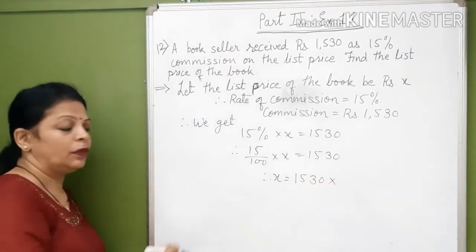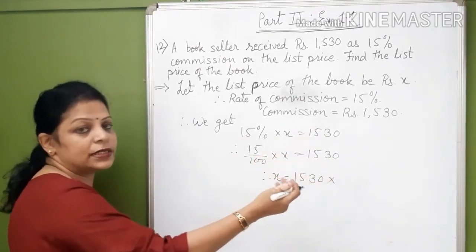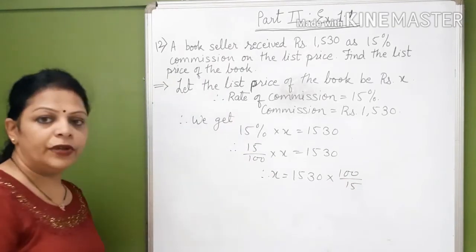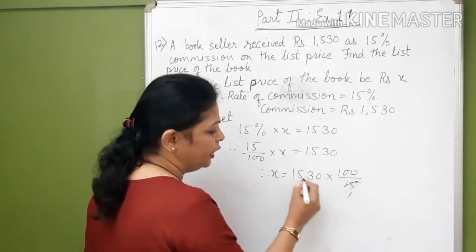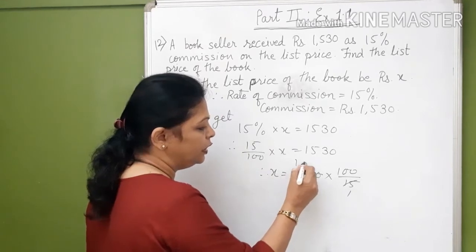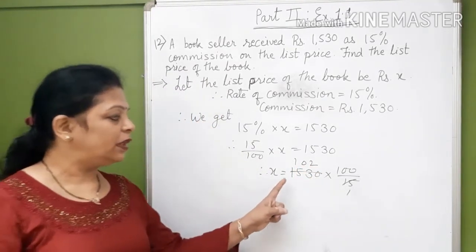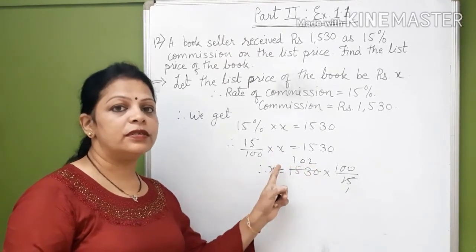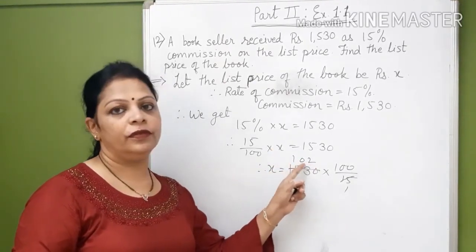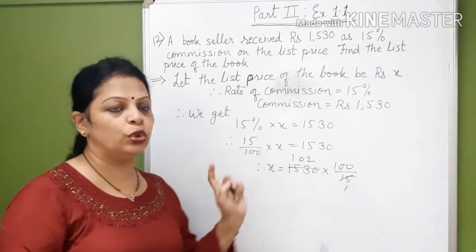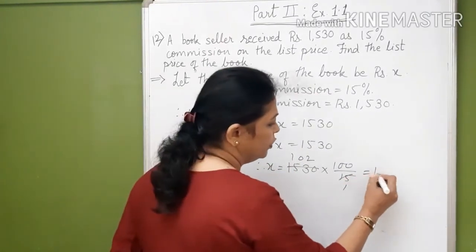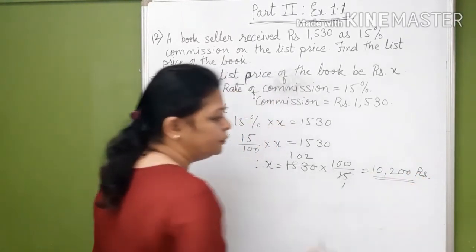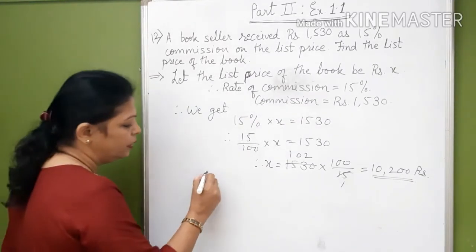1,530 into this 15 upon 100 will take on the other side. So it will become 100 upon 15. Now we can reduce this. 15 ones are 15. Here 15 ones are 15. 0, 2. See students, this 1,530 divided by 15 is 102. Many students write here 12. It is not 12. It is 102. So that is equal to 10,200 rupees. So this is the least price of the book.